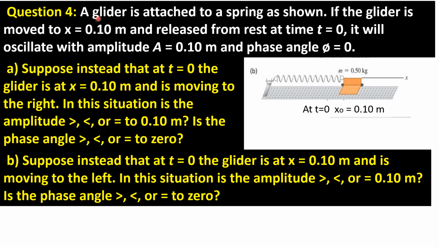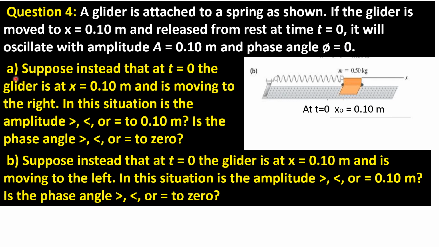Question number 4. A glider is attached to a spring as shown here. If the glider is moved to x equals 0.10 meter and then released from rest at time t equals 0, it will oscillate with an amplitude capital A equals 0.10 meters and the phase angle phi equals 0.